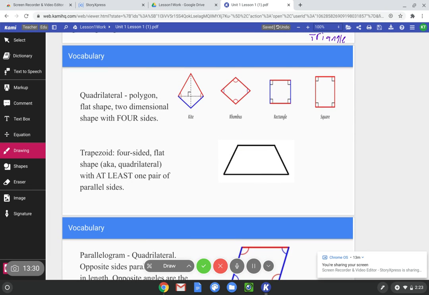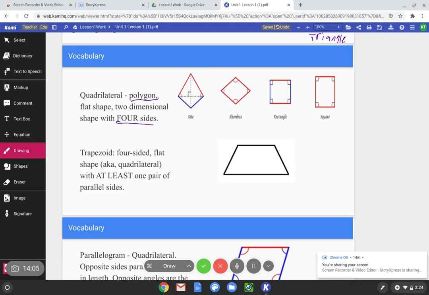Continuing on with vocabulary, quadrilateral. This is another type of family within the polygon family. It's a flat shape with four sides. So remember, triangle was another section of the polygon family, but they just had three. Quadrilaterals have four. And there are several types of quadrilaterals. We can have kite, rhombus, rectangle, square, or trapezoid.